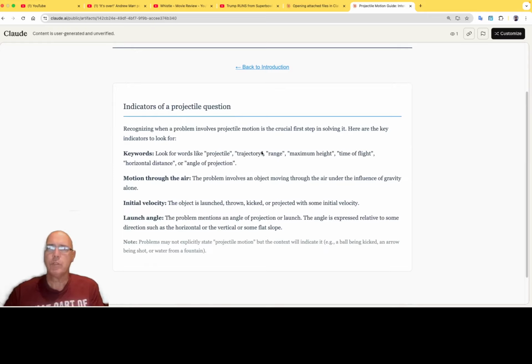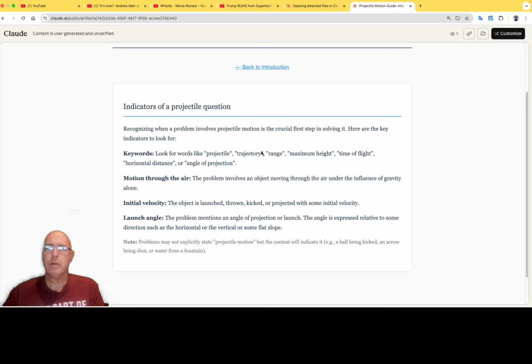First of all, we have to ask ourselves, how do we know the question is about projectiles? And that'll be the very first step in solving the problem. We look for keywords. Projectiles is an obvious one, but there might also be a question about range, or the maximum height, or the time of flight, or the angle of projection.